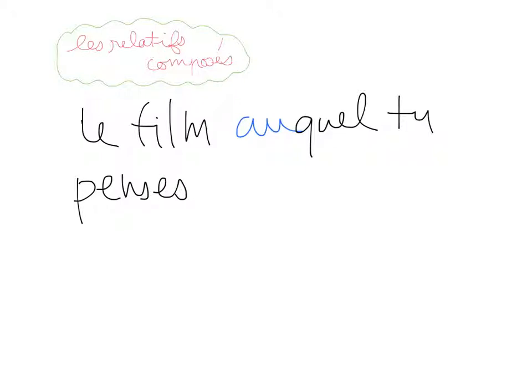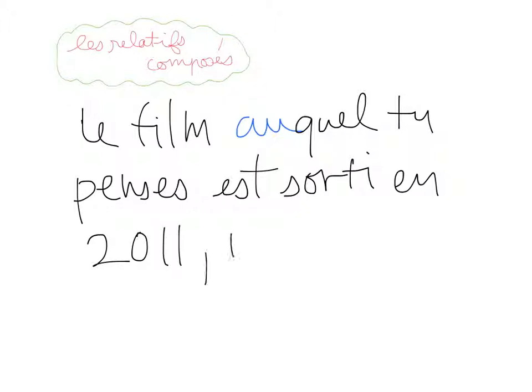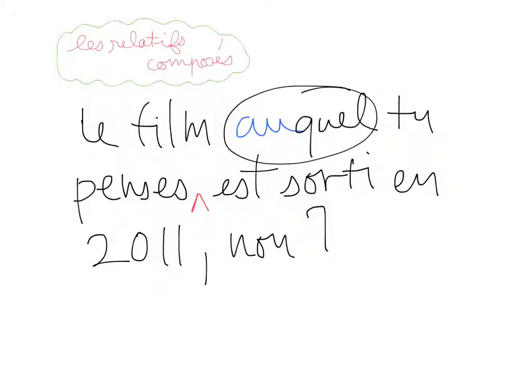Assuming I forgot the movie's name, right? So I'm saying, my friend is asking me, the movie you are thinking about came out in 2011, right? Le film auquel tu penses est sorti en 2011, non? See? And once again, I will not put penser à here. Instead, I'm going to have my preposition right before, unlike English. Le film auquel tu penses est sorti en 2011, non? The movie you are thinking about came out in 2011, right?